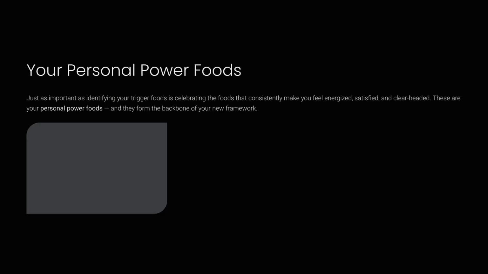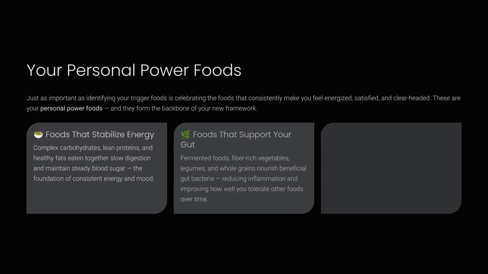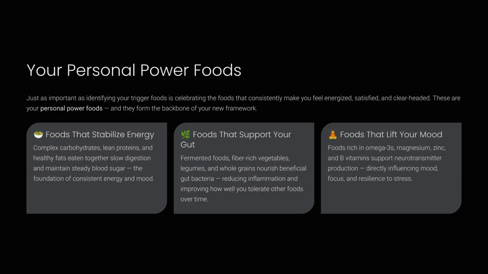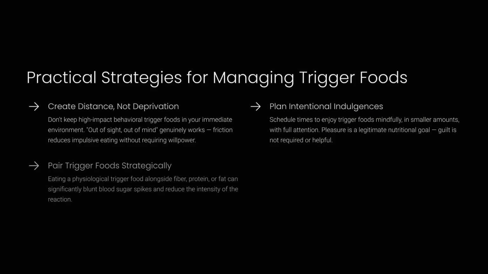Personal power foods are the backbone of your framework. They include foods that stabilize energy, such as complex carbs, lean proteins, and healthy fats. Also, foods that support your gut, like fiber-rich vegetables, and foods that lift your mood, like those rich in omega-3s and magnesium. Managing trigger foods involves creating distance for behavioral triggers and planning intentional indulgences mindfully.